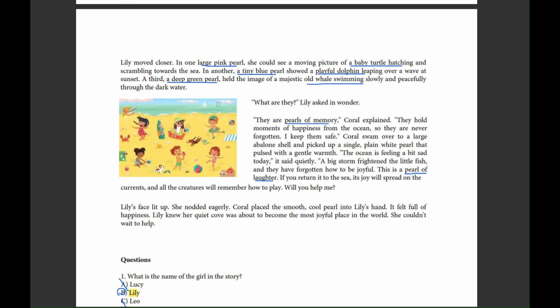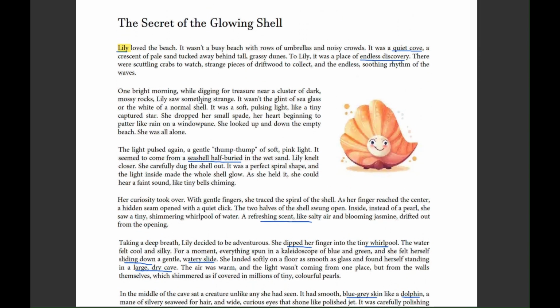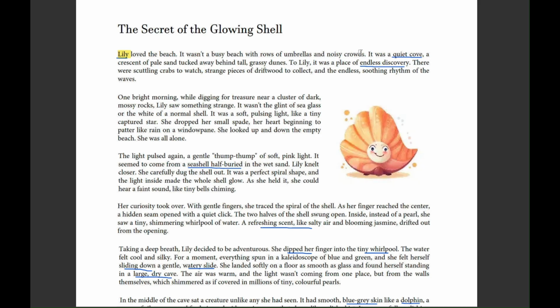Where does the story take place? Choices: A. In a forest, B. In a busy city, C. At a quiet beach, D. In a garden. Why not A, B, D? They do not match the setting. Answer: C. At a quiet beach. Explanation. The first paragraph describes a quiet cove, a crescent of pale sand.